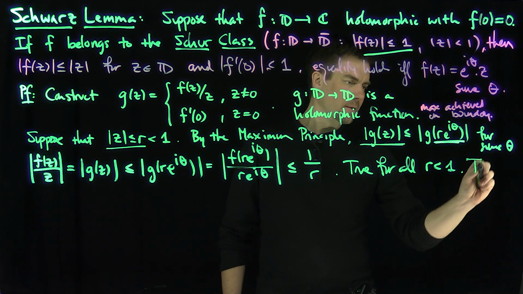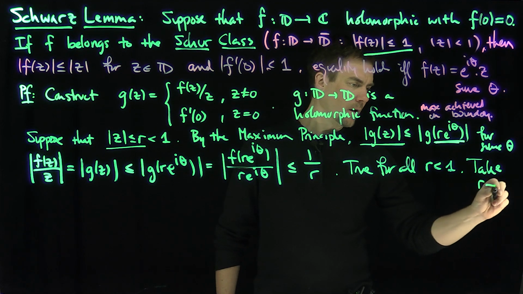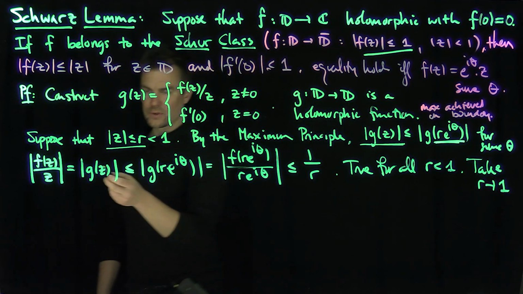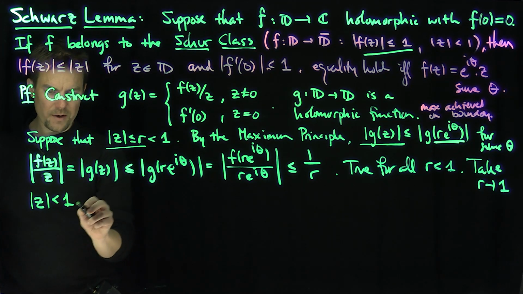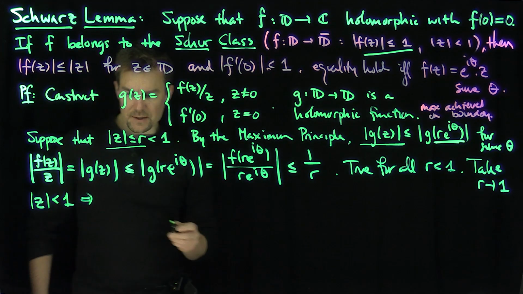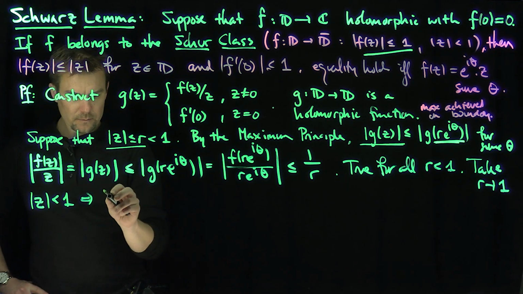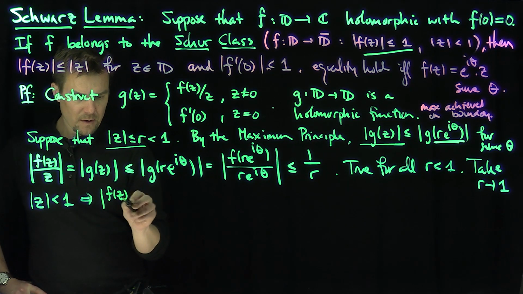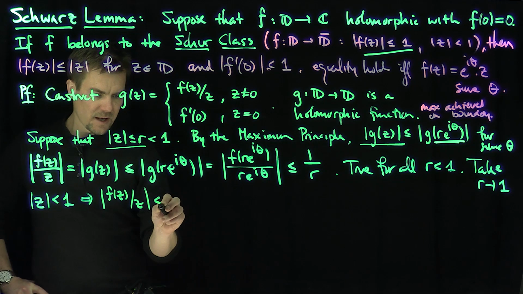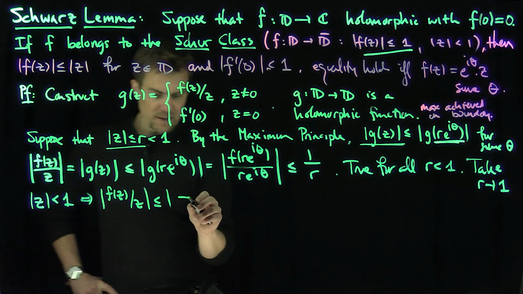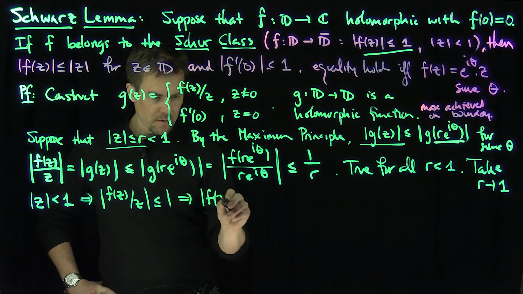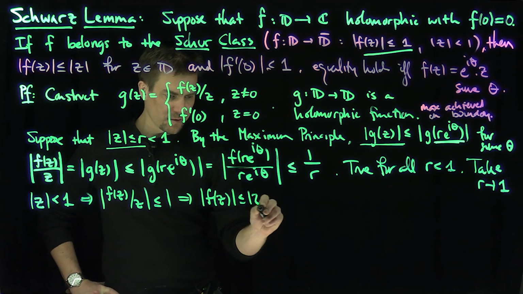So take a limit. Take r converging to 1. If r goes to 1, what does this tell me? This tells me that if modulus of z is less than 1, this implies that modulus of f of z over z is less than or equal to 1. And this implies, of course, that modulus of f of z is less than or equal to modulus of z.